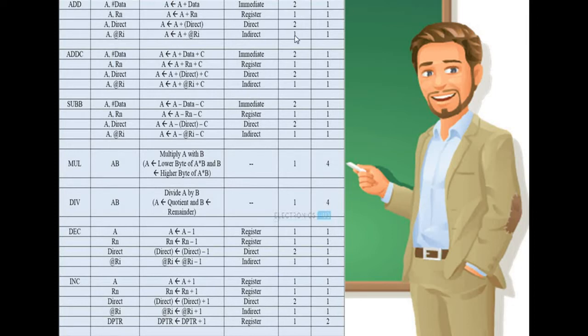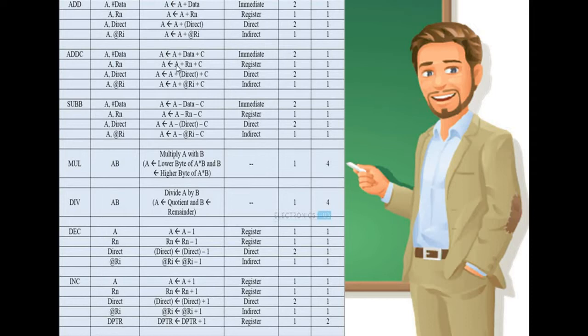It is a 1 byte instruction and it takes 1 clock cycle. Coming to the next one, add with carry. All the addressing modes, immediate data, register, direct, and indirect, can also be performed in add with carry. That means if there is a carry, A plus immediate data plus carry, it adds the accumulator plus an immediate data along with carry and stores the final result in the accumulator.